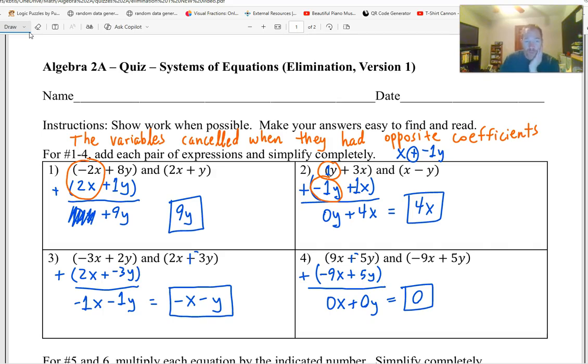They cancel. Number 3, neither variable canceled because we don't have opposite coefficients. Both variables had coefficients of negative 3 and positive 2. That doesn't cancel. We had x and y still hanging around in the answer. But number 4, they both had opposite coefficients, positive 9x and negative 9x. Those are canceling. Negative 5y and positive 5y, those are canceling. So that's something to keep in mind when we do this thing called elimination. That's typically what we go for: we want one of the variables to cancel. So we want opposite coefficients, like a negative 2 and a positive 2.